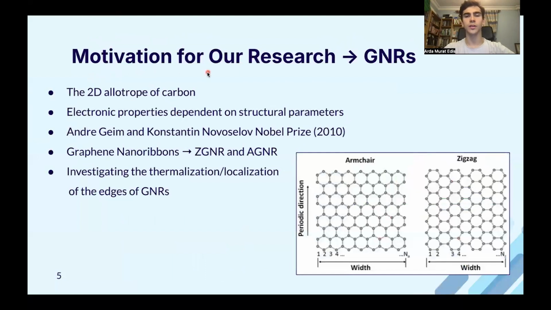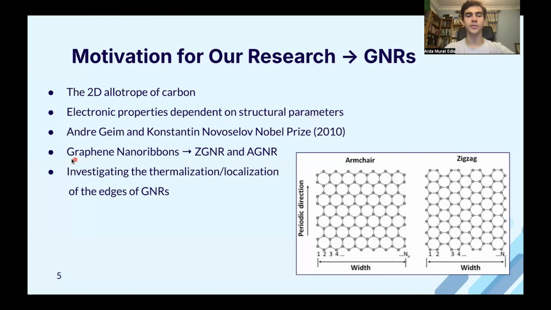Another motivation for our research was working with graphene nanoribbons. Graphene is the two-dimensional allotrope of carbon, which Andrei Geim and Konstantin Novoselov were awarded the Nobel Prize in Physics in 2010 for their work on extracting it from the three-dimensional allotrope graphite. Graphene nanoribbons are quasi-one-dimensional strips of graphene which have electronic properties that are largely dependent on their structural parameters, such as width and edge orientation.